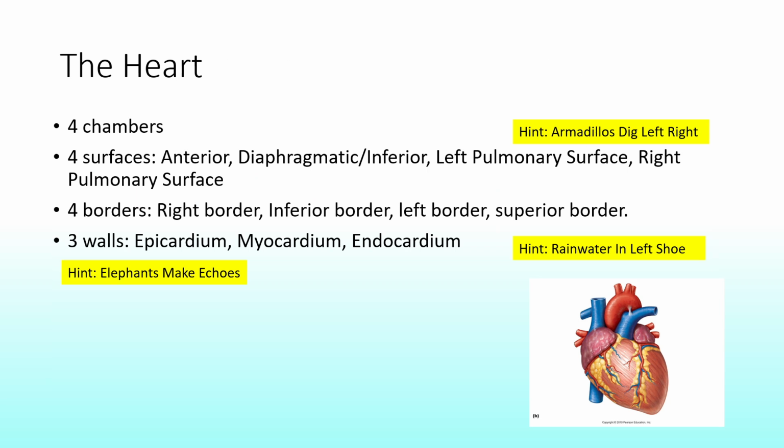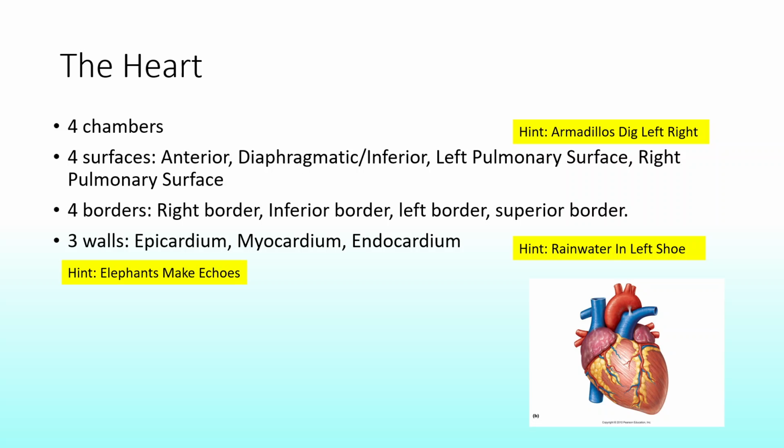So now let's talk about the heart. The heart has 4 chambers. It has 4 surfaces. These include the anterior, diaphragmatic, inferior left pulmonary surface, and the right pulmonary surface. And then 4 borders and 3 walls. So let's go back to the surfaces.